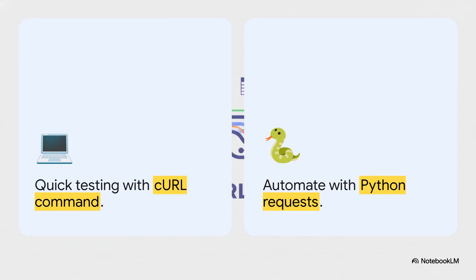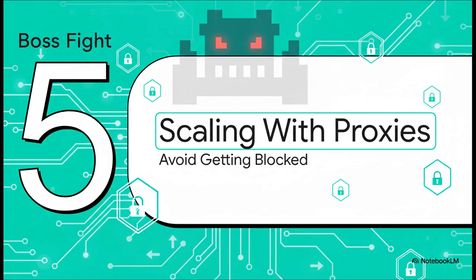Why? Because while cURL is perfect for quick, one-off testing and debugging, Python lets you loop the whole process. You could literally feed it a list of 100,000 URLs, store the responses directly into a database, and parse all that data automatically. Which brings us to Section 5, scaling with proxy networks.